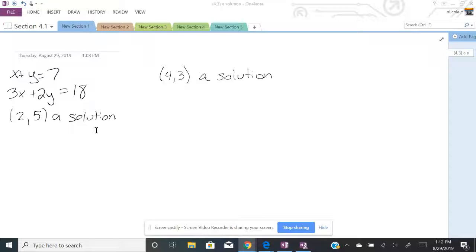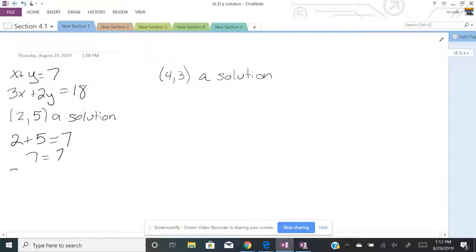So what you're going to do is enter it into the first equation. You're going to put the 2 in for x and the 5 in for y. Is 2 plus 5 7? Yes, 7 equals 7. Now you need to do it to the other equation. You can't just automatically mark, yes, this is a solution, because you have to check the second equation.